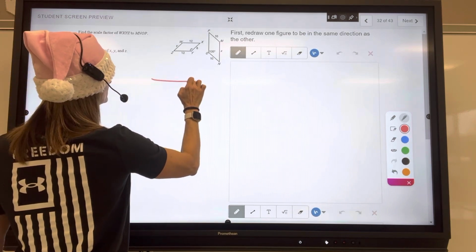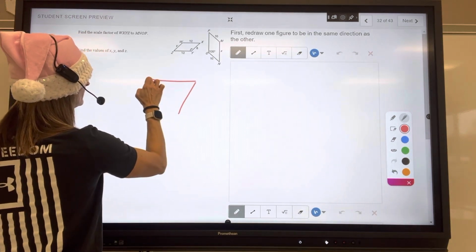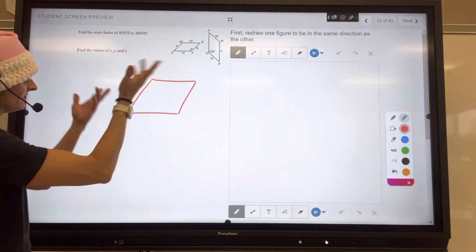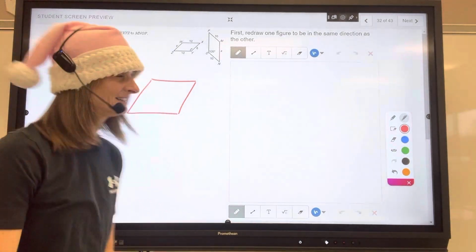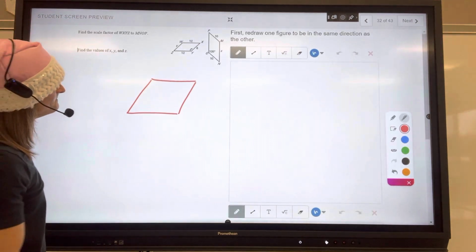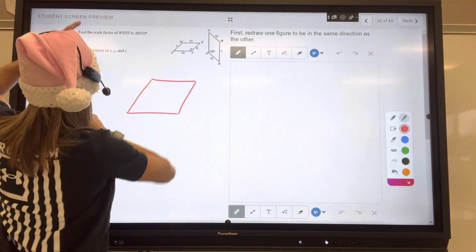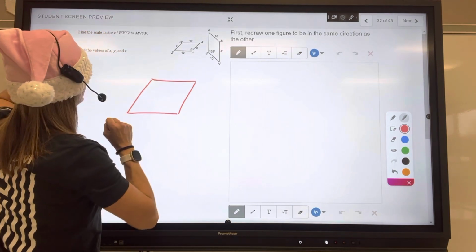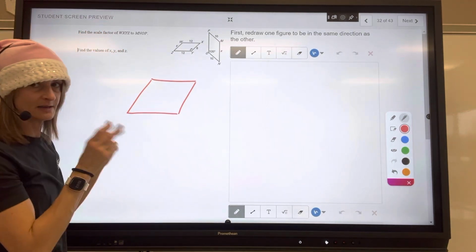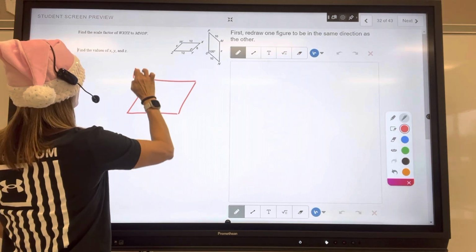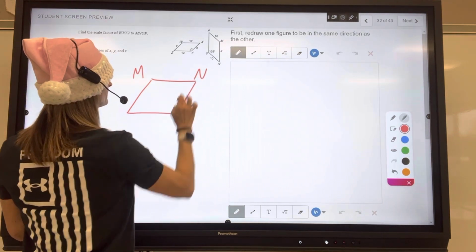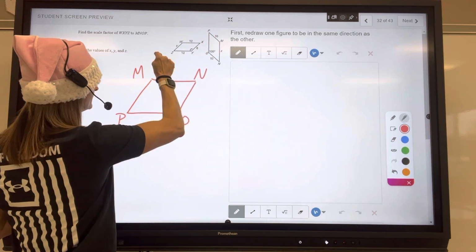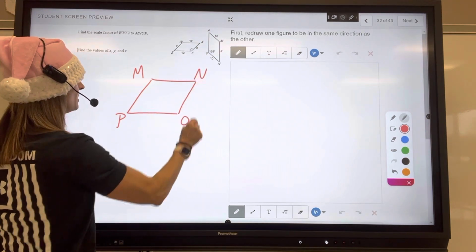So what I do is I just draw the first one a little bit bigger. Obviously it's not perfect, but we do what we can. They call this one WXYZ, and then they call the second one MNOP. So I have to name the second one in the same direction. They named this one WXYZ and this one MNOP.